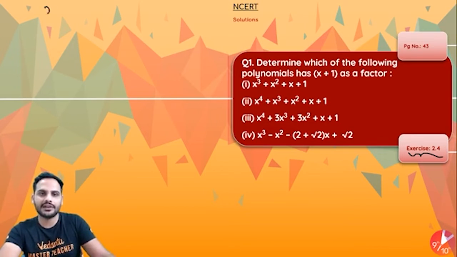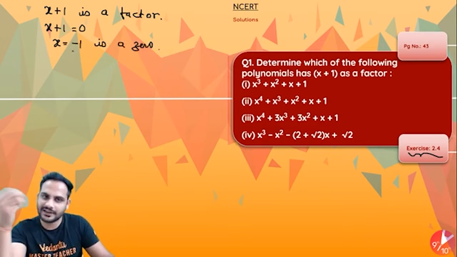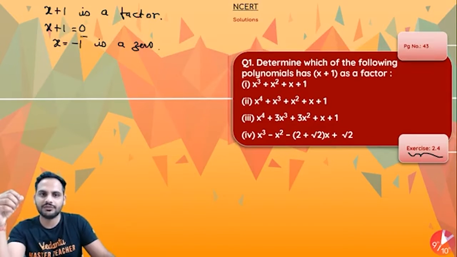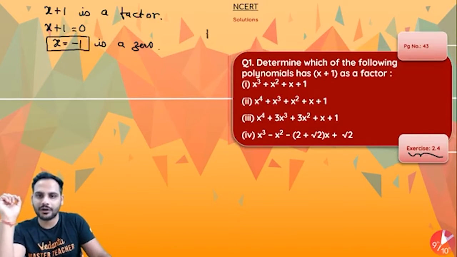So beta, I know that if x plus 1 is a factor, then what will be the 0? So make this factor equal to 0. So you will be getting x is equal to minus 1. So I can say x is equal to minus 1 is a 0. If x plus 1 is a factor of any polynomial, that means x is equal to minus 1 will be the 0 of that polynomial. That is, the value of the polynomial at x is equal to minus 1 must be equal to 0.